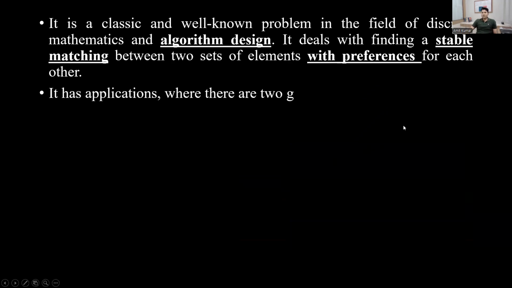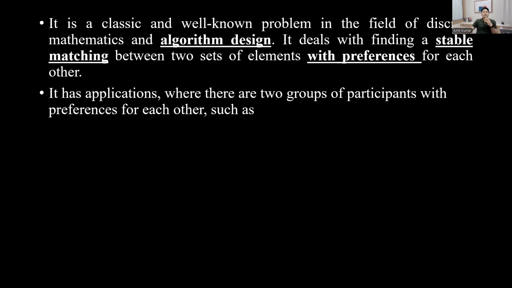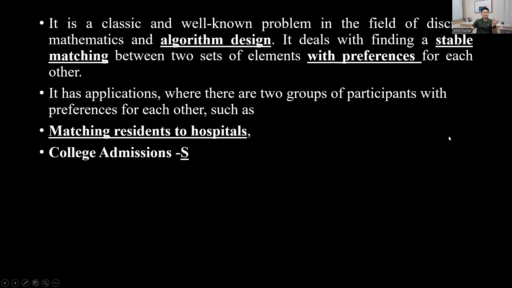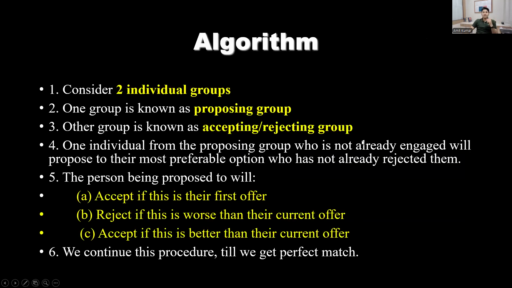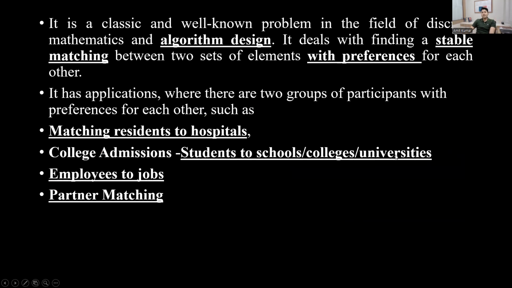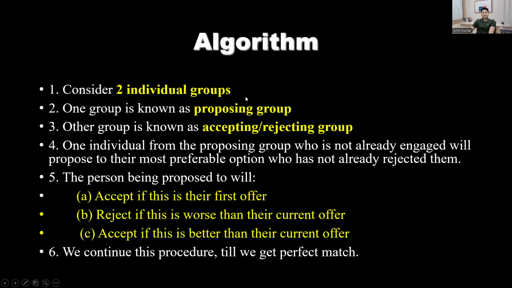It has applications, as already discussed. Various applications are there for this, especially when we have preferences of two groups, and as per the preferences, we are supposed to find the matching. These are a few of the applications that I already discussed: matching residents to hostels or patients to hospitals, college admissions, employer to employee job allotment, partner matching problems, and many more. Okay, so these are a few applications of what exactly a matching problem is.